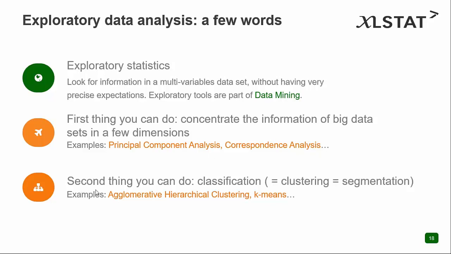The second big thing you can do is classification, also called clustering or segmentation. This set of techniques allows you to split your data into sets of similar individuals, into groups or subgroups of similar cases, observations, individuals, or customers. For example, we have agglomerative hierarchical clustering and k-means clustering. Today we'll focus on PCA from the first set, and on agglomerative hierarchical clustering from this second set of statistical tools.